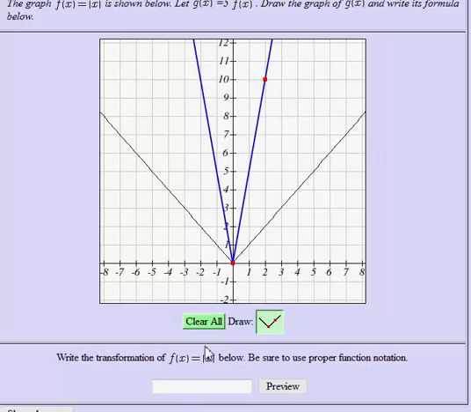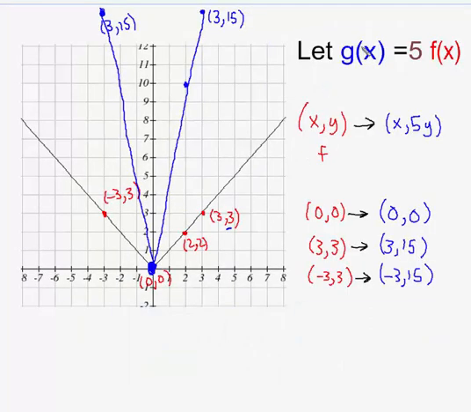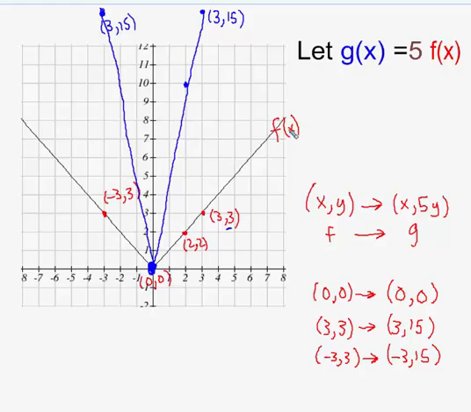But remember, this question also wants me to write the formula for g that would produce this graph. So to do that, remember that f of x, my original graph, had the formula f of x equals the absolute value of x. So my formula for my transformed function g would have the formula g of x equals 5 times f of x. But remember that f of x is equal to the absolute value of x. So I'm simply substituting the notation f of x with absolute value of x. Looking at the given statement and what I've written here, all I've done is a lot of copying, except for where I saw f of x, I replaced it with the absolute value of x.